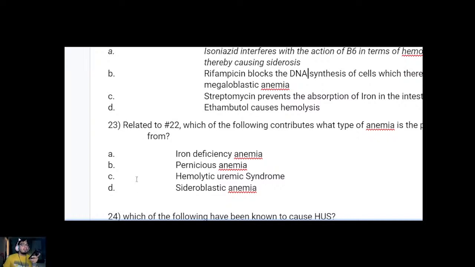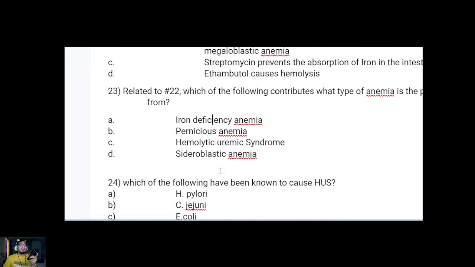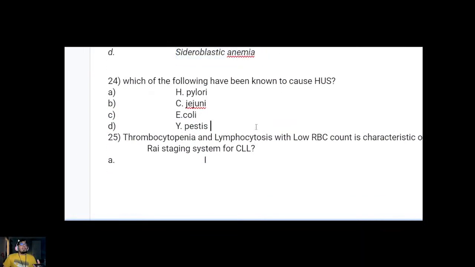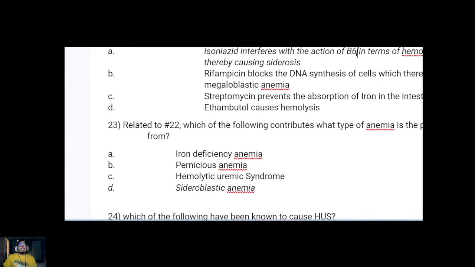Number 23, related to number 22. Syempre anong anemia? It's sideroblastic anemia. Madami nagkamali, kasi ang sagot ng mga tao ay letter A, iron deficiency anemia daw. Nope, that's sideroblastic anemia. Bakit? Kasi nabablock yung iron or heme synthesis ng patient.